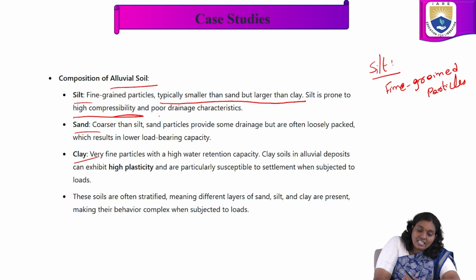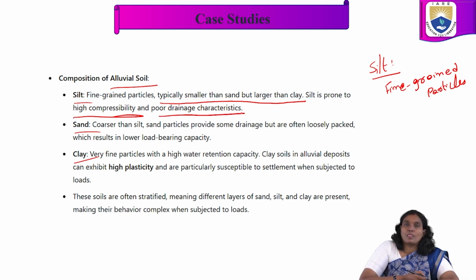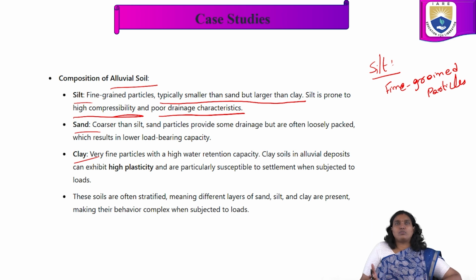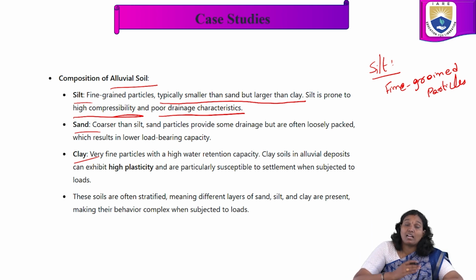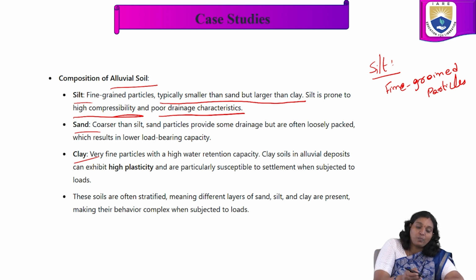And poor drainage characteristics. So they are not going to prevent the drainage. Whenever water is there, it is going to flow or erode. We are going to understand the challenges in terms of how it gets the water, or if the water table is available, how it reacts. So here the silt is a fine grained particle, typically smaller than the sand but larger than the clay. Silt is prone to high compressibility. It is a high compressibility soil and also has poor drainage characteristics.